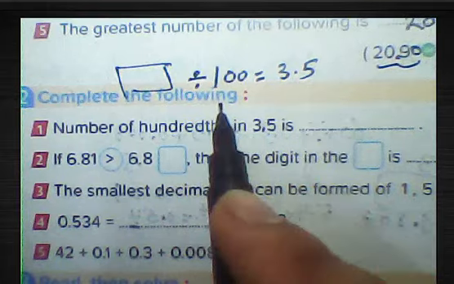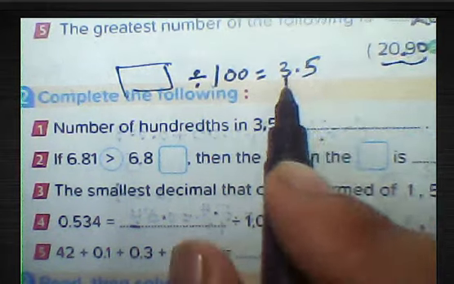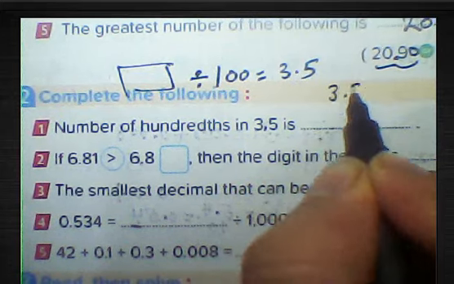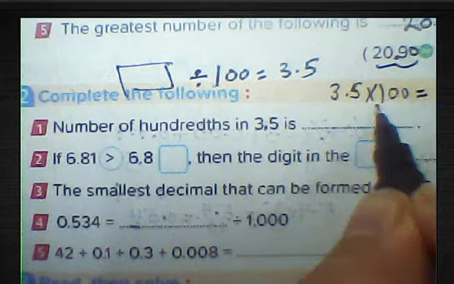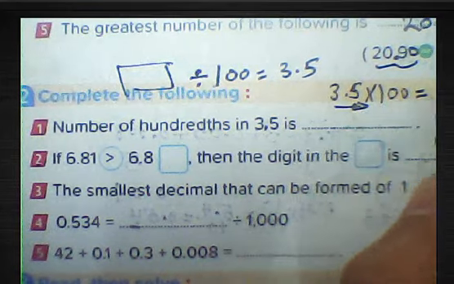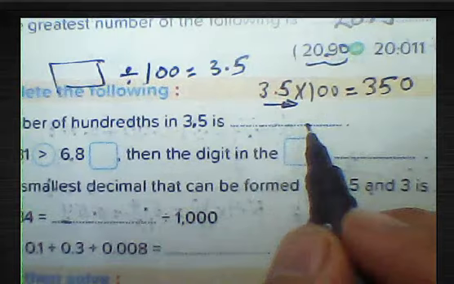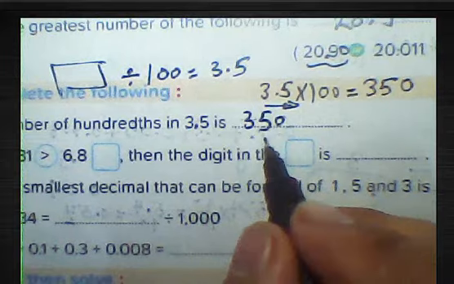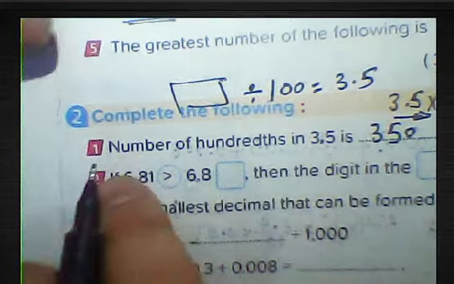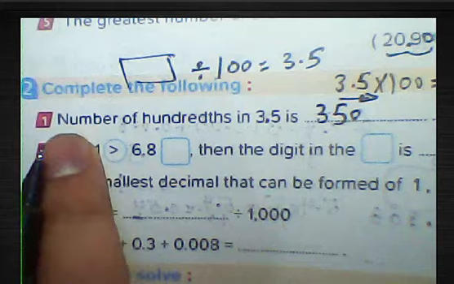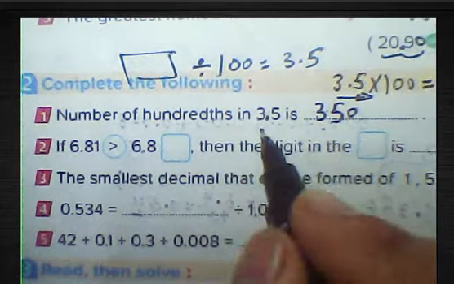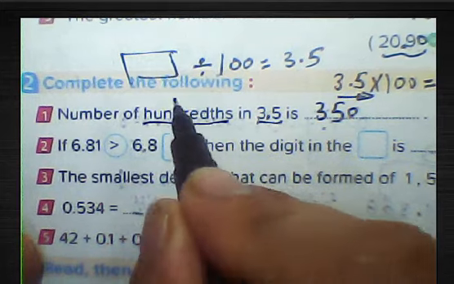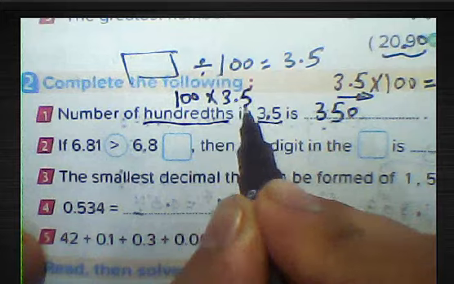3.5 times 100, we must move the point to right hand side by 2 digits. It will be 3, 5 and 0. It will be 350. Then the number 350 divided by 100 equals 3.5. Okay, when the teacher asks you about the number of hundredths in 3.5, you must multiply this number by 100 to find the value.